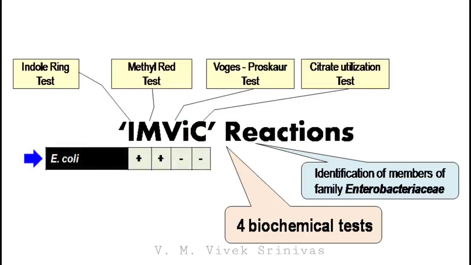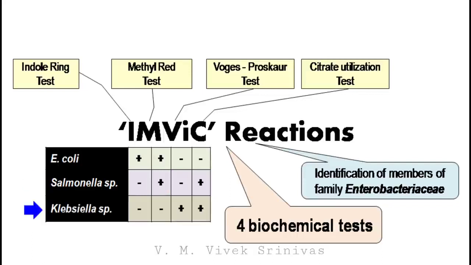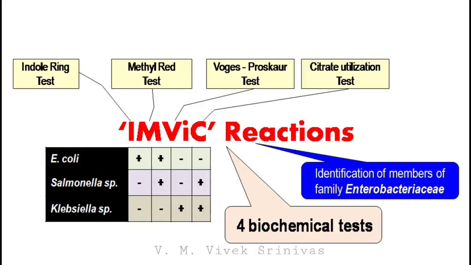The E. coli bacteria gives plus, plus, minus, minus for the IMVIC reactions. The Salmonella bacteria gives minus, plus, minus, plus for the IMVIC reactions. The Klebsiella bacteria gives minus, minus, plus, plus for the IMVIC reactions. So, IMVIC reactions are employed in the identification of the members of the family Enterobacteriaceae bacteria.